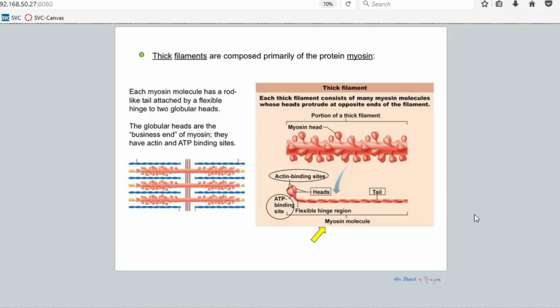Another site that we have on here is an actin binding site. These myosin heads, these thick filaments, need to make contact with the thin filaments up here. They need to reach up and grab onto them. How are they going to do that? Well, these actin binding sites are going to reach up and grab onto the thin filaments. So that's why they're important.